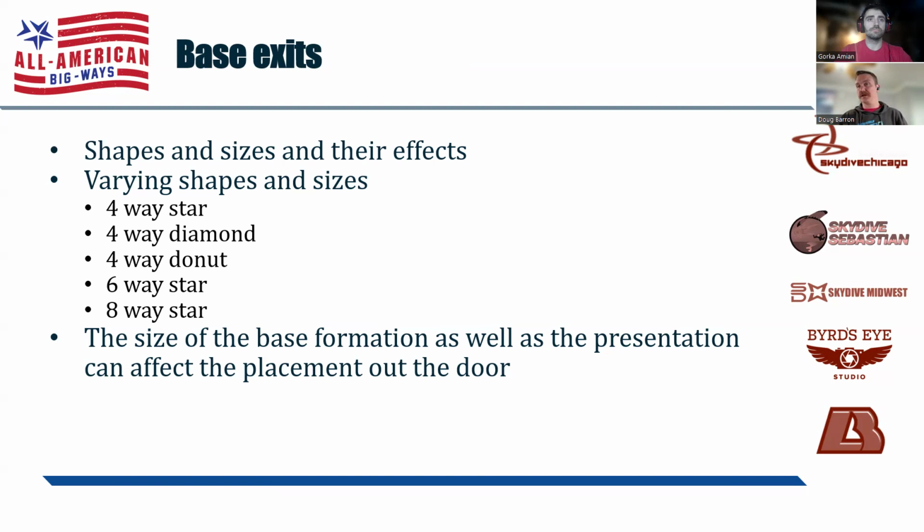In our events from a side door aircraft, we will primarily use a diamond as it comes out and transition that into a star. A star and a diamond can have an easier time setting fall rate than a donut would. And then as we move out, the fall rate stays pretty much consistent, but the sizes and the shapes of the base can affect their placement out the door, and then the ability to set and continue to set a good fall rate.